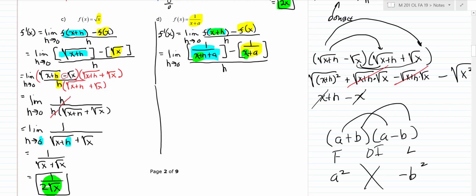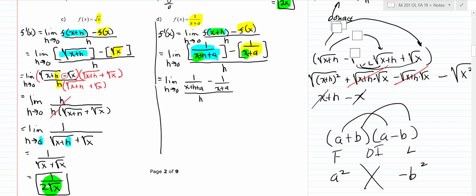That's a worthy thing to just try to do. Just replace those two h's with 0 and see in your mind that we have a 0 over 0 limit. So we're going to do some algebra on this one, and this has to do with how you deal with what's called a complex fraction. So let's write this as 1 over x plus h plus a minus 1 over x plus a, all over h.